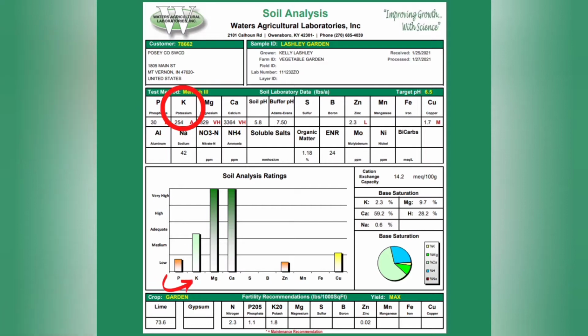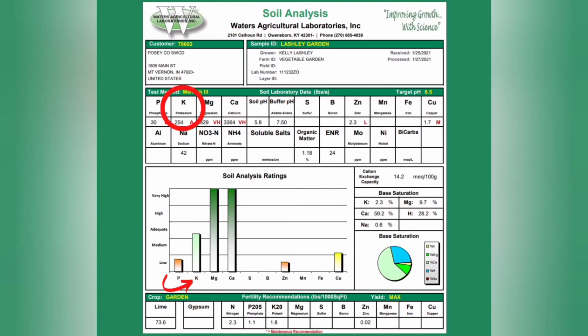The next one is going to be potassium, and the potassium level is in the adequate range. And potassium is one of the macronutrients. Phosphorus, potassium, and nitrogen are our macronutrients, and those are the most important nutrients that we will be testing for in the garden. So potassium promotes stem and leaf growth. It helps with iron uptake, and it helps with disease resistance.